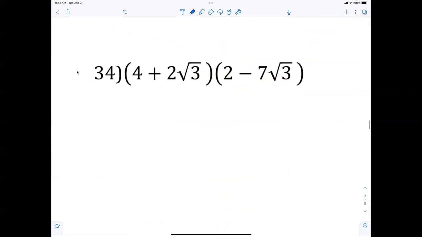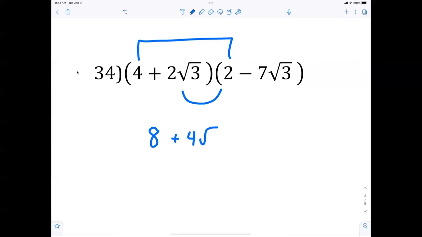Let's knock that out. Does the middle term cancel? No, it does not. So here we go. 4 times 2. 8. Smiley face here. How much? 4 radical 3. Plus 4 radical 3. Second smiley face. Negative what? 28. 28 radical 3.